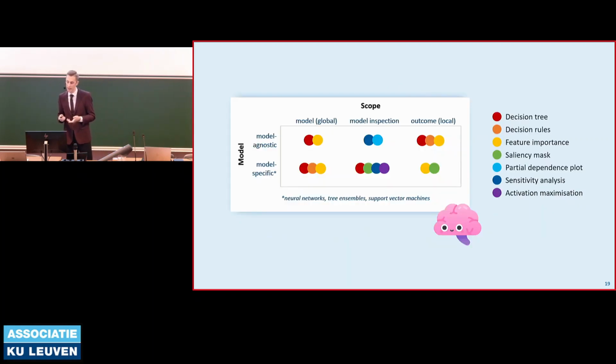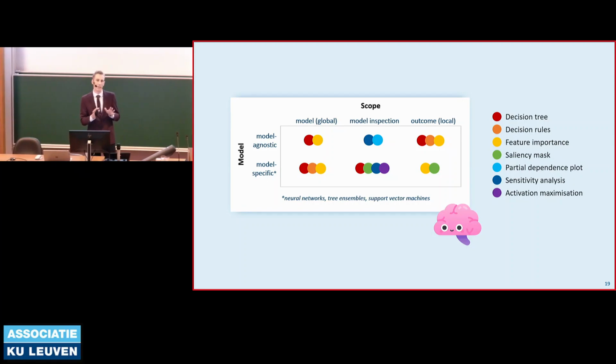And computer scientists have developed countless techniques of explainability in this sense. Here you see some: decision trees, decision rules, feature importance, saliency mask, and so on. Now, what's important here is that we can classify these in different ways, and one of them is to which models they apply. Some of these techniques apply to all kinds of models, and they're called model agnostic. Others are specifically designed for one specific AI model. Those are model specific.